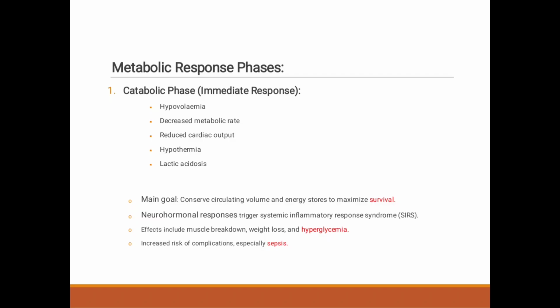Even though our body mounts these responses to conserve energy and protect us, whenever these responses overshoot, they lead to a syndrome known as systemic inflammatory response syndrome, which we will learn in detail in coming time. The various other effects which involve the catabolic phase are muscle breakdown, weight loss, and hyperglycemia. Ultimately, all these things, if they are not controlled, will lead to sepsis.